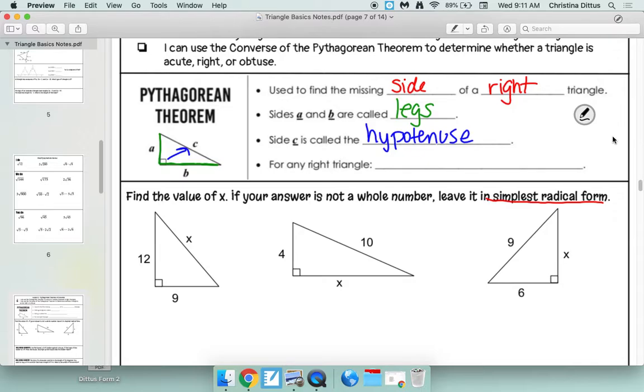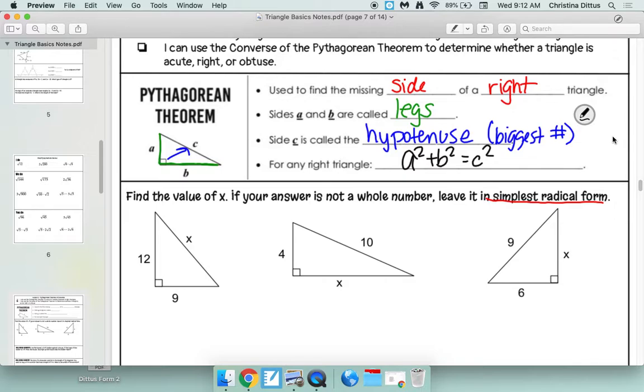Cool thing, maybe I'll throw this in there. Your hypotenuse, always your biggest number. So your C, always your biggest number. Alright, and then how Pythagorean theorem works. A squared plus B squared equals C squared. Y'all have heard that before, right?